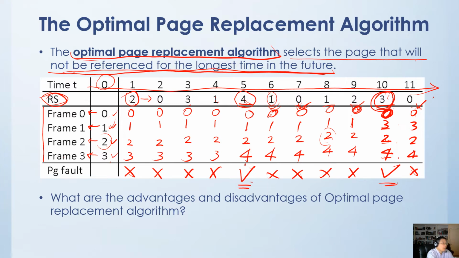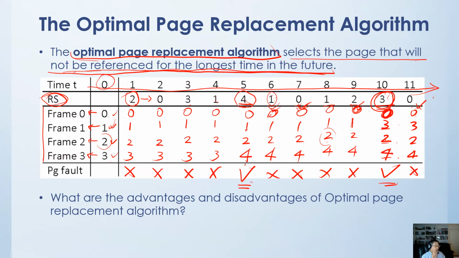That means we need to know the page reference string during the loading time. Before we actually execute the program, we should know the page reference string. We should know the order of execution. Normally that's not possible, so that's why optimal page replacement is not realistic.